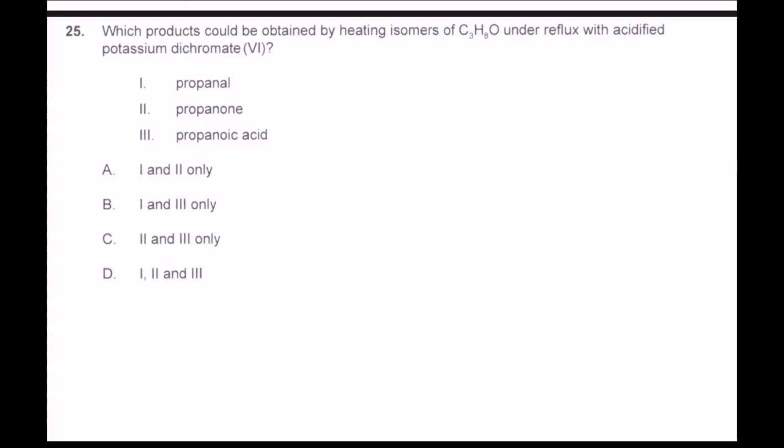The next one: which products could be obtained by heating isomers of C3H8O under reflux with acidified potassium dichromate? Let me bring it down a little bit. So first, let's see what structures are possible for C3H8O.